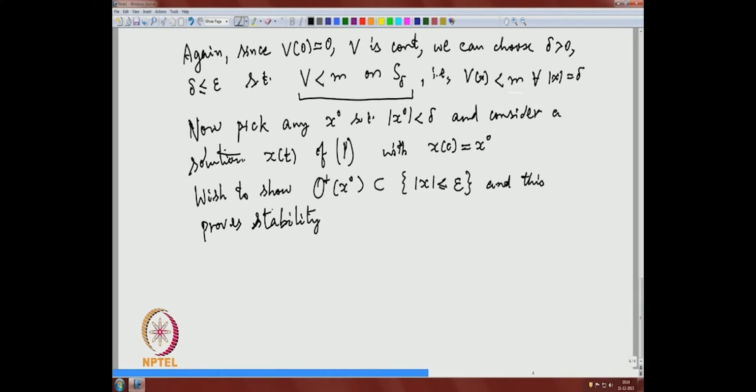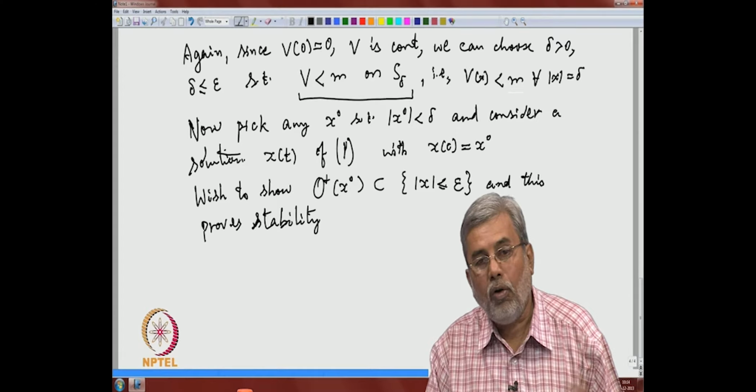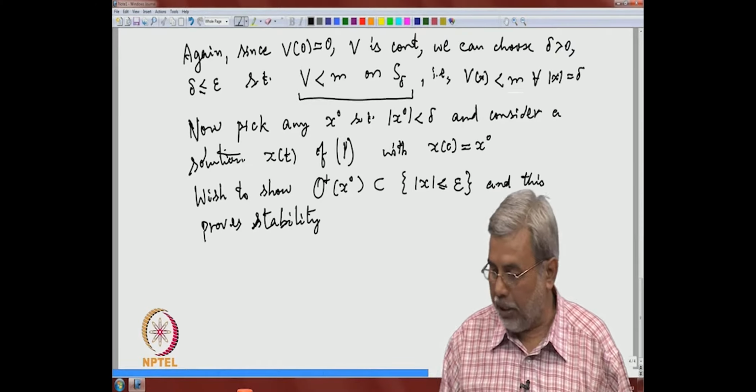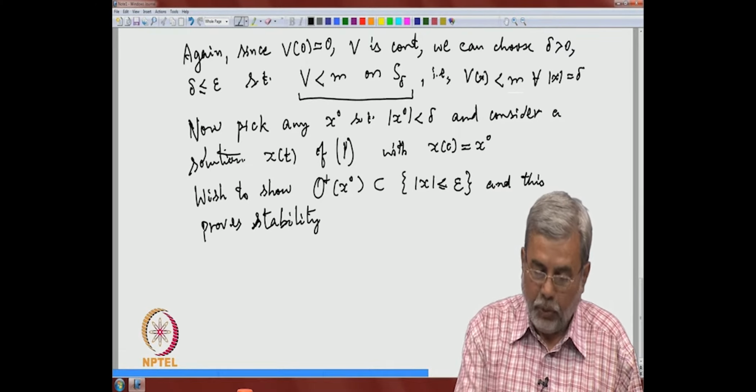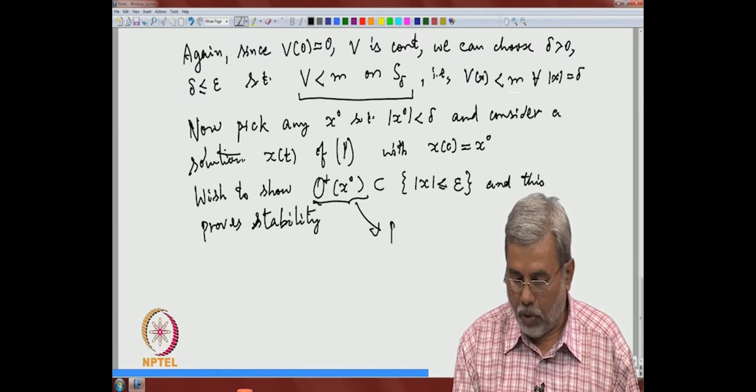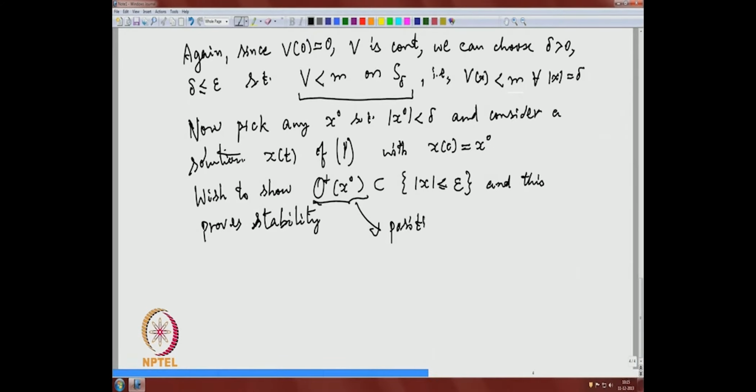Okay. So, implicitly I am assuming that the solution x of t of 1 with x of 0 equal to x 0 exists for all t positive. Okay. So, this is a standard assumption that I have been telling. So, then we would like to show that the positive orbit through x 0 is contained in that ball. Okay. So, once we show that thing, that proves the stability.